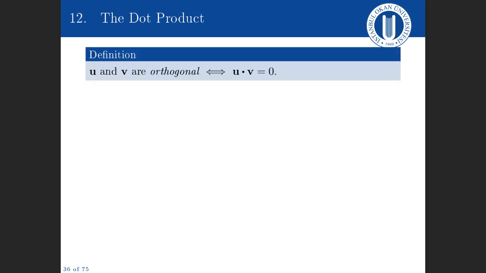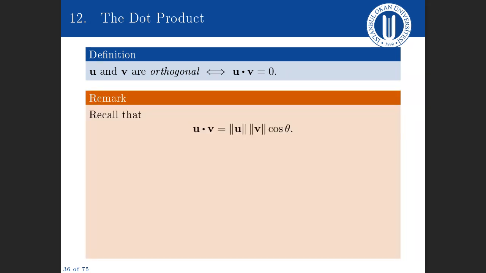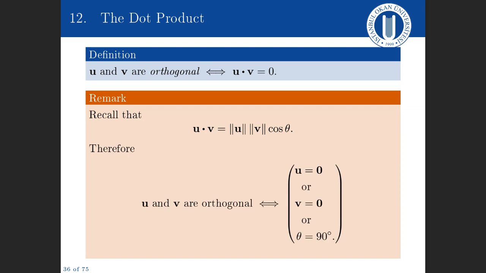Two vectors u and v are called orthogonal if and only if their dot product is 0. Now, let me remind you that earlier we saw the formula u dot v is norm of u times norm of v cos theta. How can this be equal to 0? It could be equal to 0 if u is the 0 vector, because then norm of u is 0. It could be equal to 0 if v is the 0 vector, or it could be equal to 0 if cos theta is equal to 0.